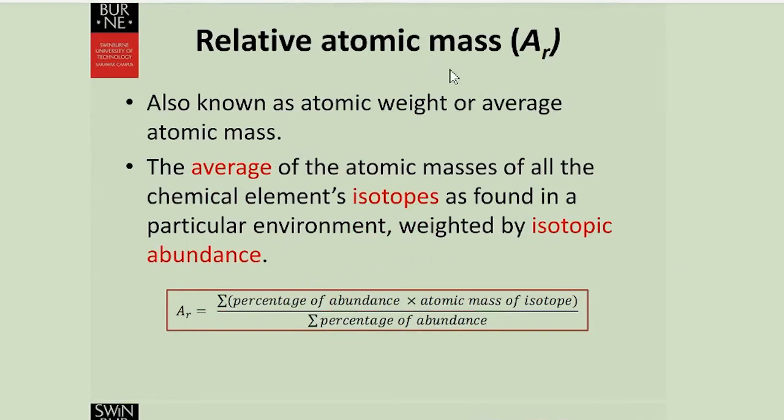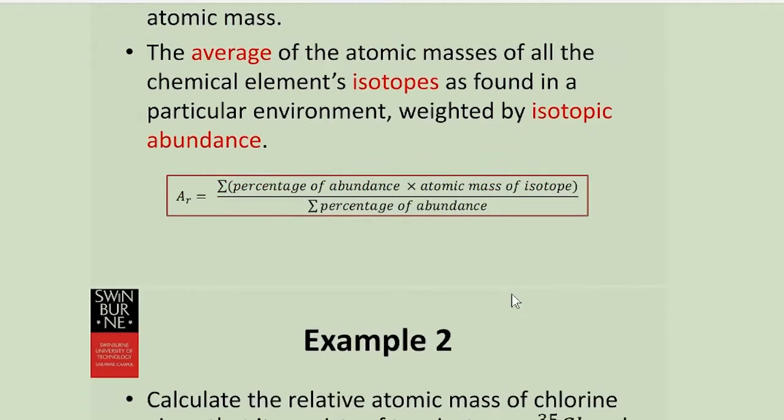So how do we find the relative atomic mass? There is a formula to find the relative atomic mass of an atom. It is Ar equals the sum of the percentage of abundance times the atomic mass of that isotope, divided by the total percentage of abundance. The percentage of abundance is how much percent of that specific isotope can be found in nature. It will be a bit clearer when we go to the next slide.